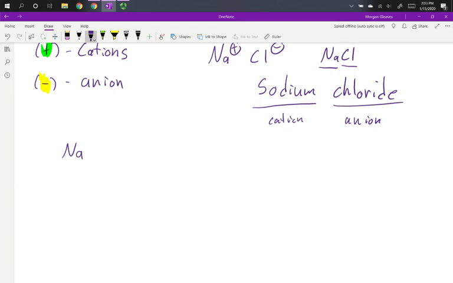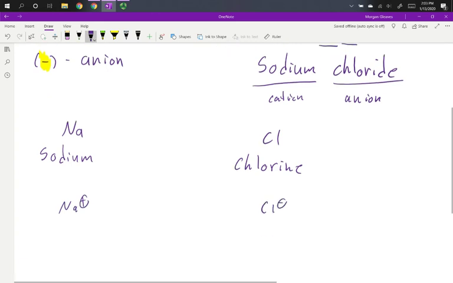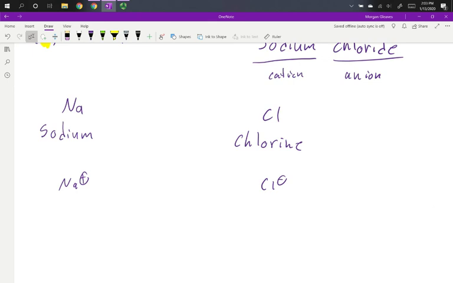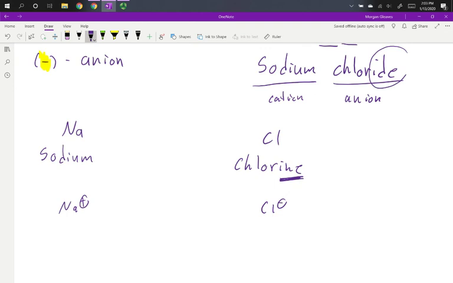Na and Cl. Normally, if they're neutral, we have sodium and we have chlorine. However, if you make them ions, so Na+ versus Cl-, let's focus over here on the minus for a minute. Chlorine, and if you look up above, we had chloride. If you have an anion that is a single atom, so we call them monoatomic.